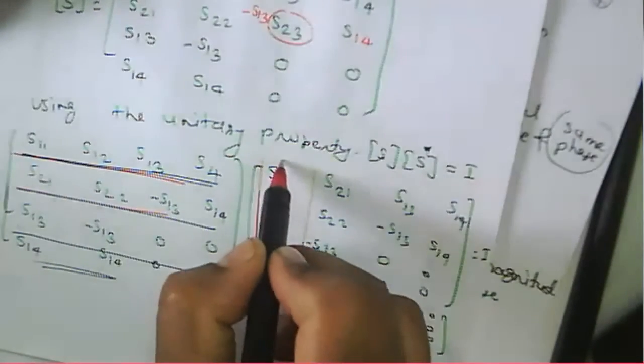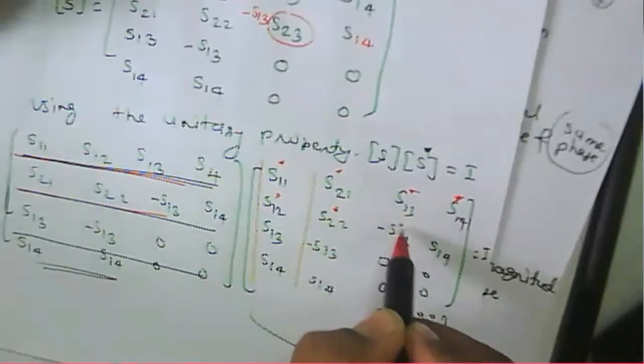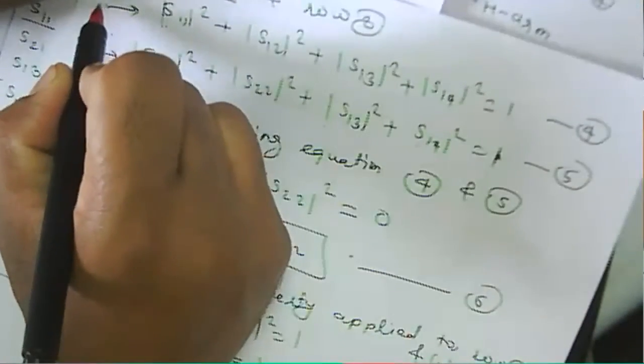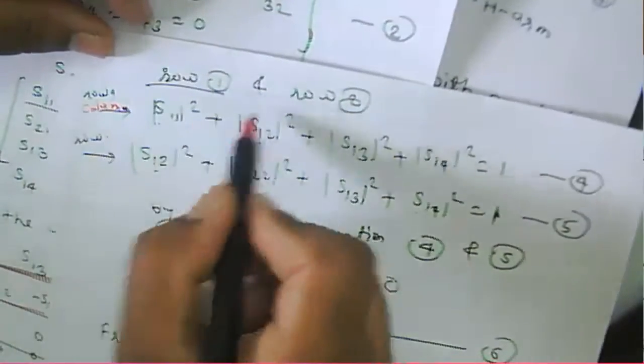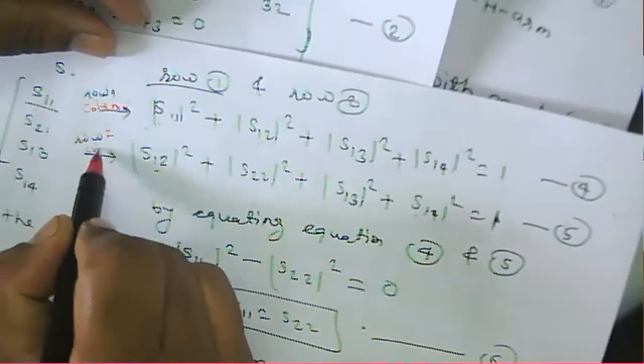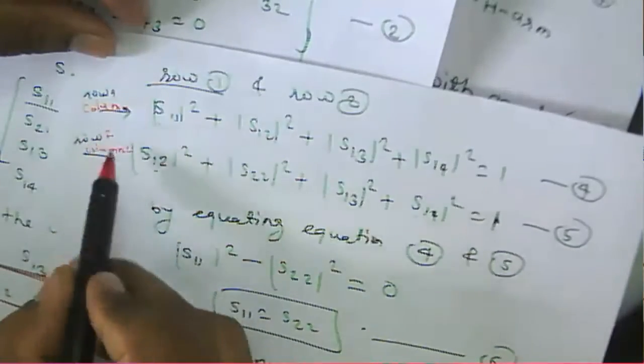This is your S matrix and this is the complex conjugate of it. Okay, this is nothing but the complex conjugate of it. And this into this is nothing but a 1. Now if you solve it by considering row 1 and column 1, and here we can consider row 2 and column 2, in that case, we obtain equations 4 and 5.